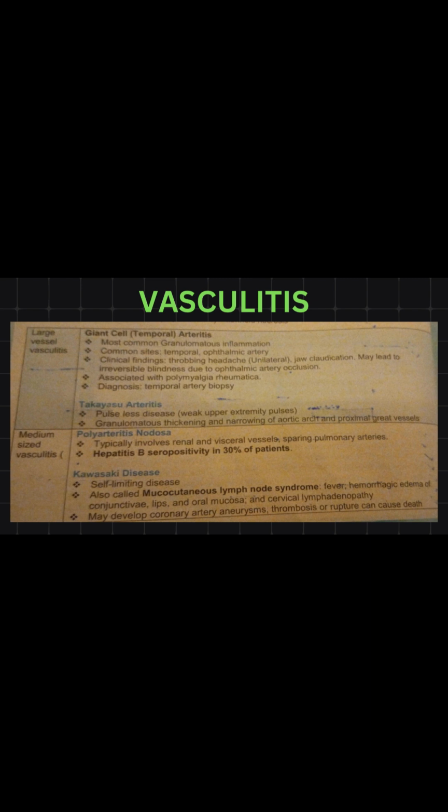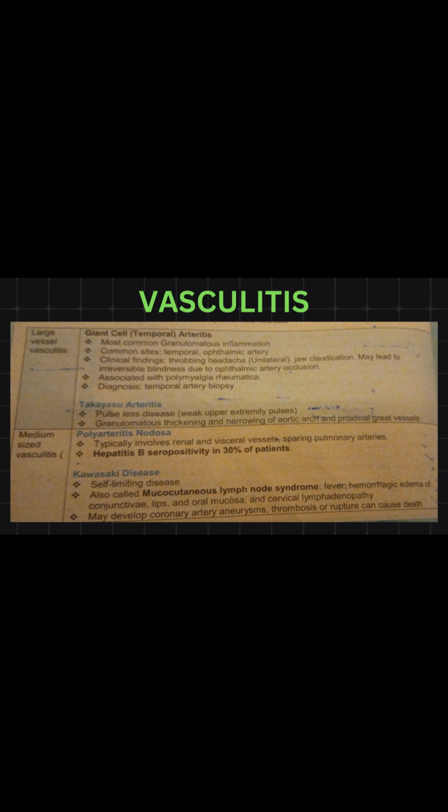Kawasaki disease is a self-limiting disease that is also known as mucocutaneous lymph node syndrome. It is associated with fever, hemorrhagic edema of the conjunctiva, lips, and oral mucosa, and cervical lymphadenopathy, and it may develop coronary artery aneurysms, thrombosis, or rupture, and can cause death. It is a self-limiting disease.